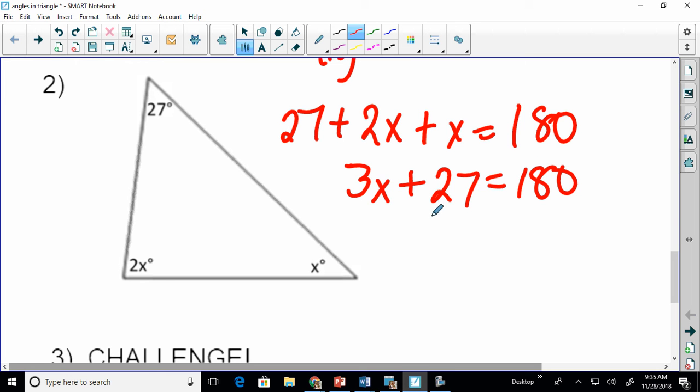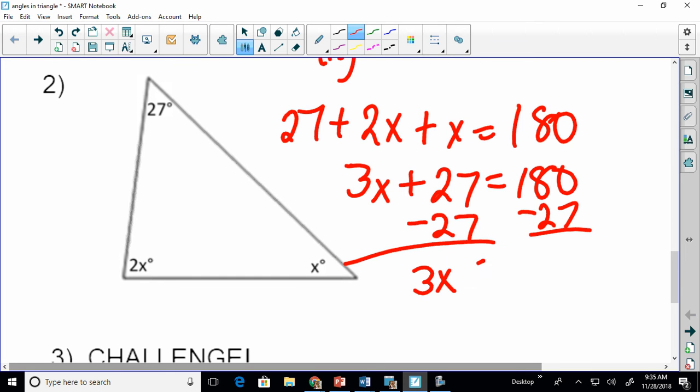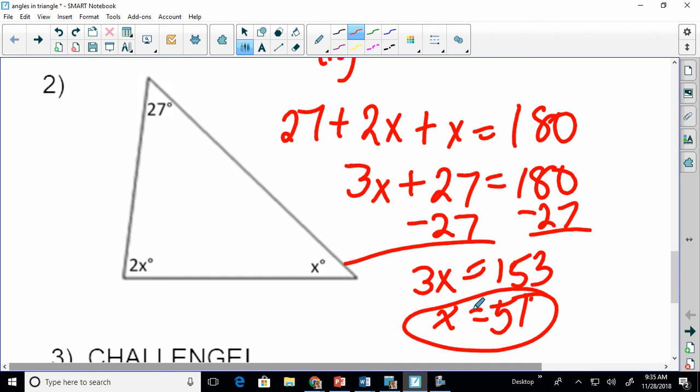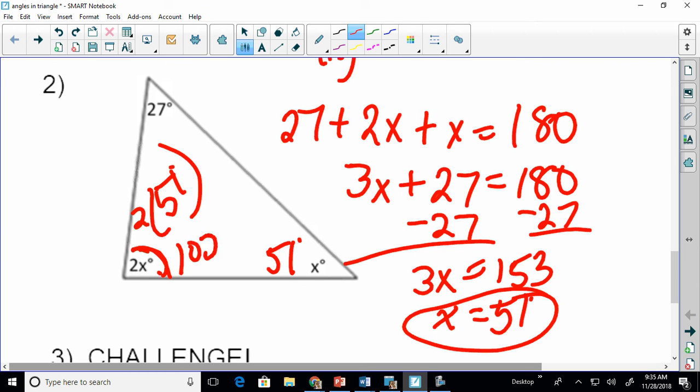Two-step equation. First step, get rid of 27. I'd have 3x is equal to 180 minus 27, which is 153. 153 divided by 3, x would be 51 degrees. This one's 51, so what would this angle be? So plug in that 51. So 2 times 51 would be 102. So you got 102, 51, and 27. If you add those back up, they should equal 180.